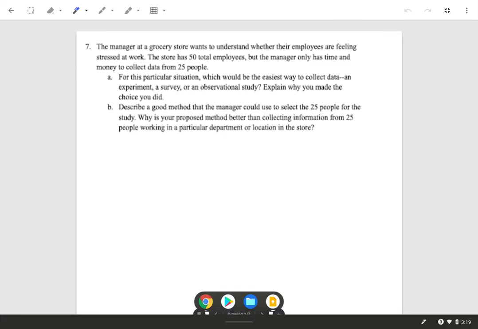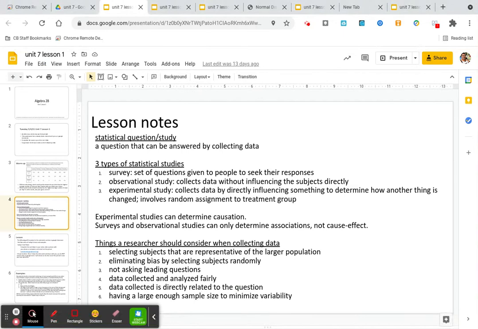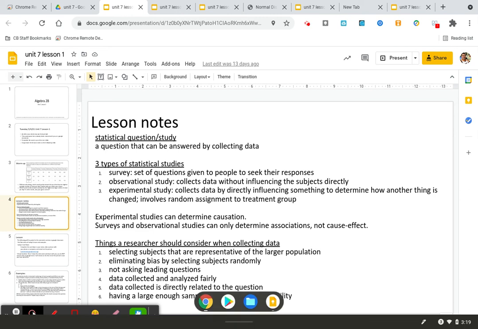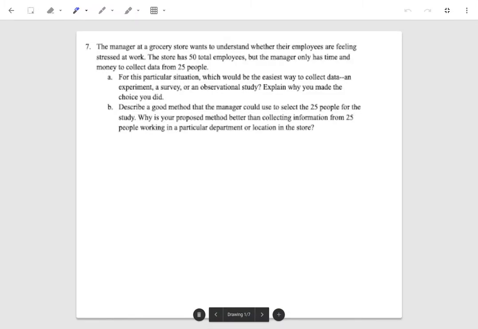So this goes back to the very beginning of this unit, lesson 1. So I have up here the notes from lesson 1. And one of the things you'll see is for a survey, it says that it's a set of questions given to people to seek their responses. In other words, he wants to know how they feel. You want to know how someone feels. You ask them a question and you record their response.